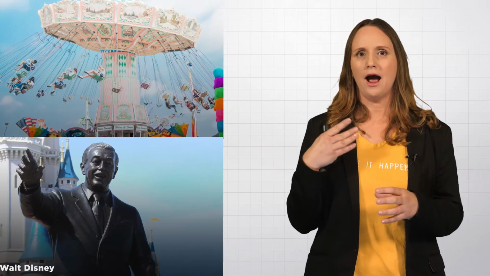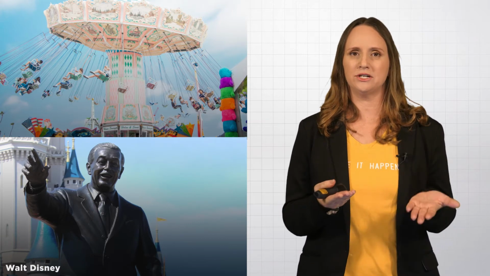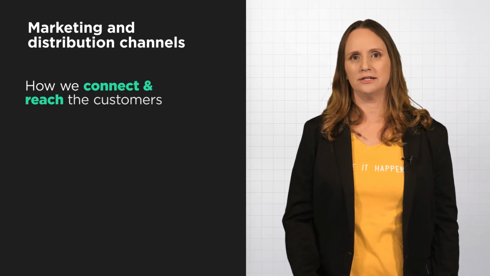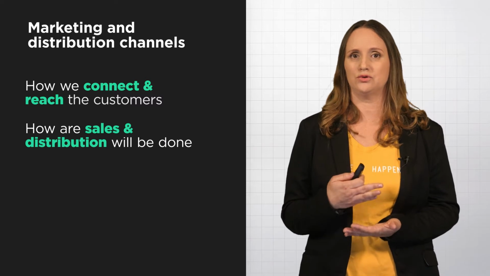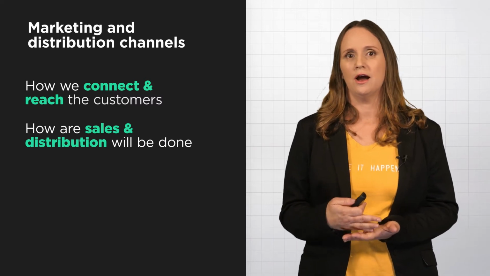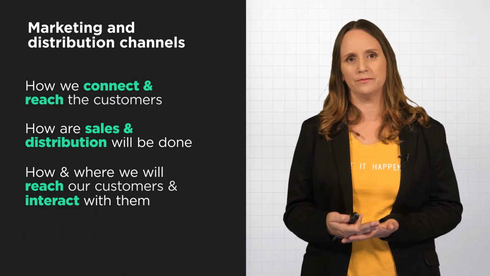So now that we have our customer segments and our value proposition, we need the connectors between these 2 parts. How is the value proposition being delivered to our customers, and how is the relationship with them maintained? And so the next building blocks of our model are the marketing and distribution channels, how we connect and reach the customer segments we've identified, how we're doing the sales, the distribution channels we interface with, how and where will we reach our customer and interact with them.